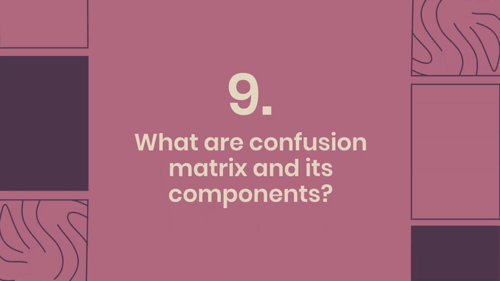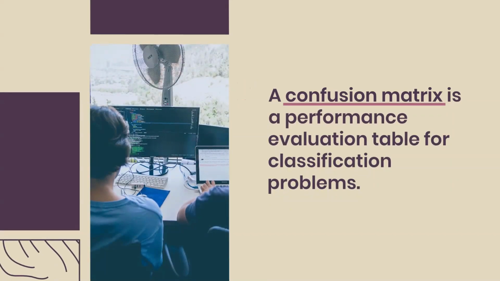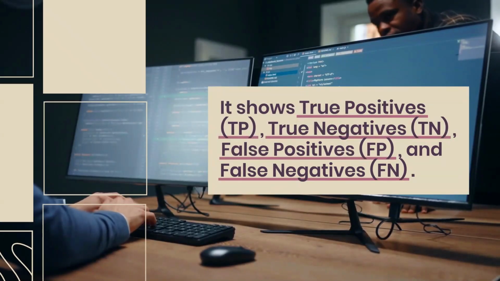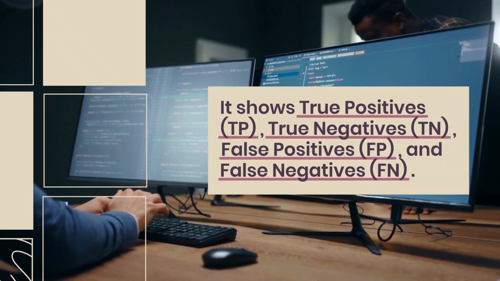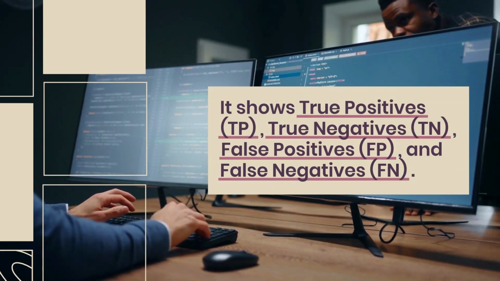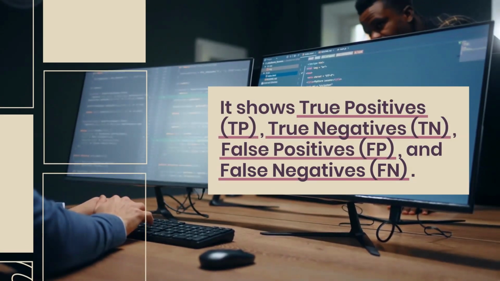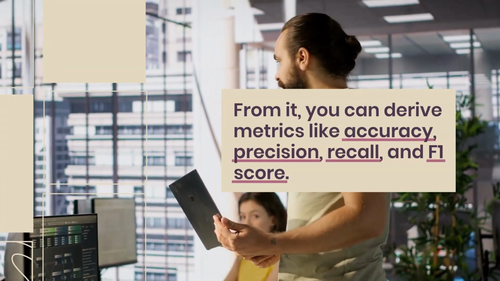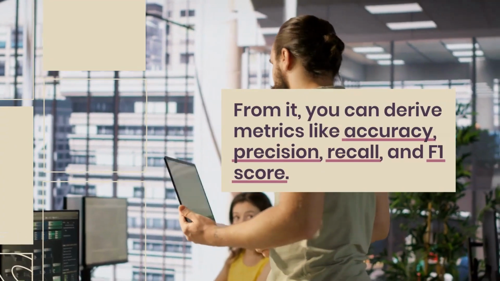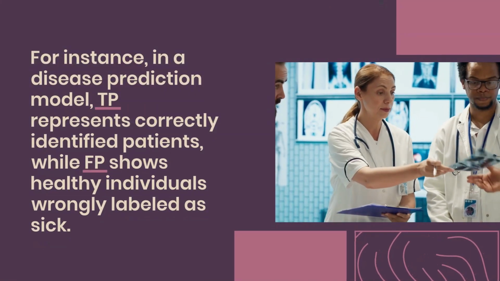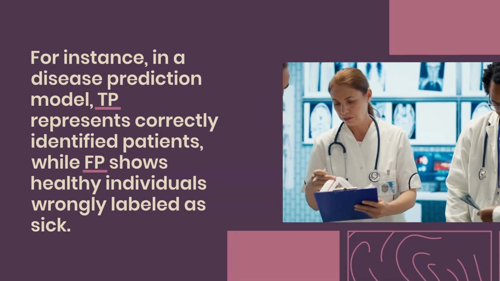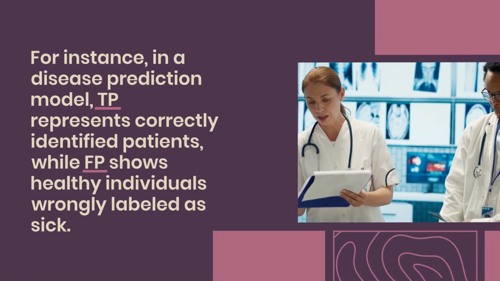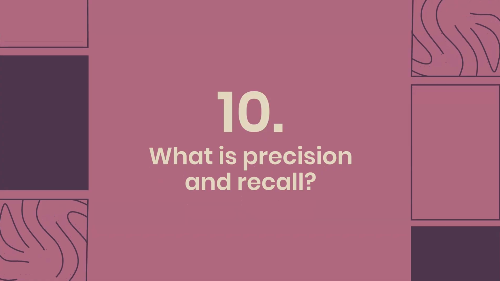9. What are confusion matrix and its components? A confusion matrix is a performance evaluation table for classification problems. It shows true positives, TP, true negatives, TN, false positives, FP, and false negatives, FN. From it, you can derive metrics like accuracy, precision, recall, and F1 score. For instance, in a disease prediction model, TP represents correctly identified patients, while FP shows healthy individuals wrongly labeled as sick.